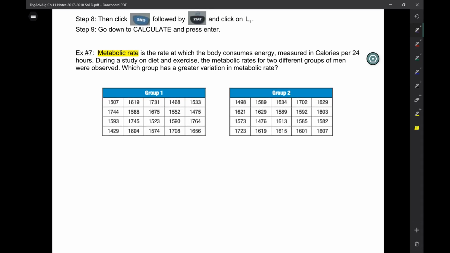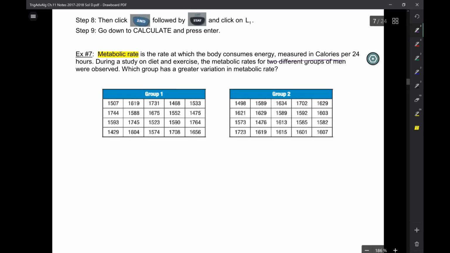So here we have group 1. This is important, and you'll get more into this when you're taking an official stats class: you have the metabolic rates for 2 different groups of men. Most of the time when you compare things, you can't be comparing apples and oranges. So you can't compare a group of 30-year-old men to a group of 7-year-old women. You know what I mean? They have to be comparable. So here we go, here are 2 different groups of men.